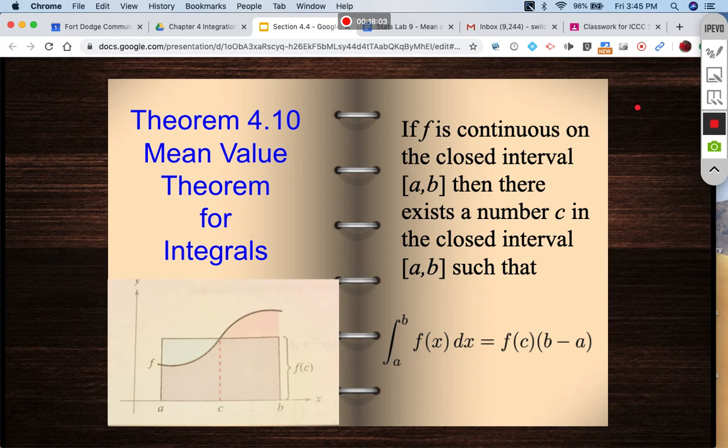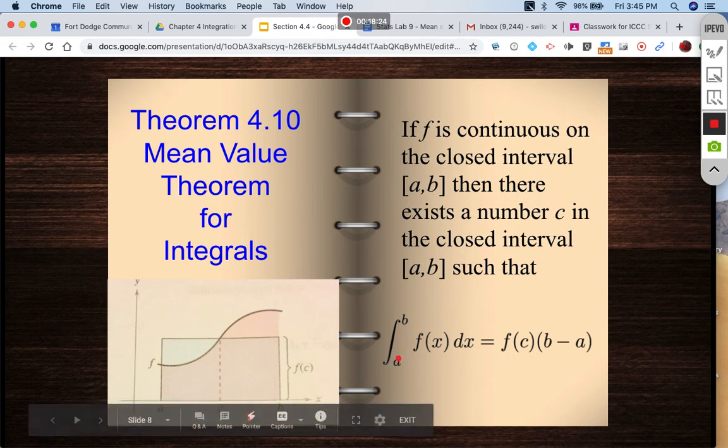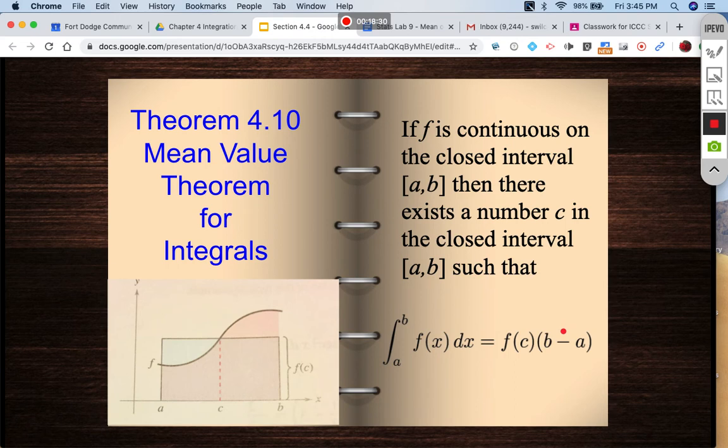So let's talk about the mean value theorem here. So the idea here, well, we'll just kind of talk this through. If f is continuous on the closed interval a, b, this says there exists a number c in the closed interval such that the integral from a to b of f of x dx is f of c times b minus a.